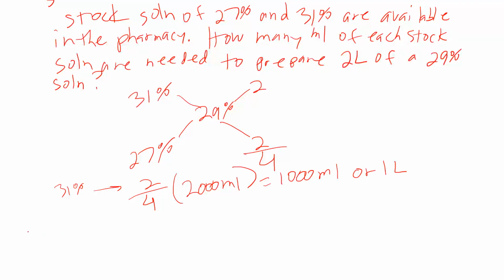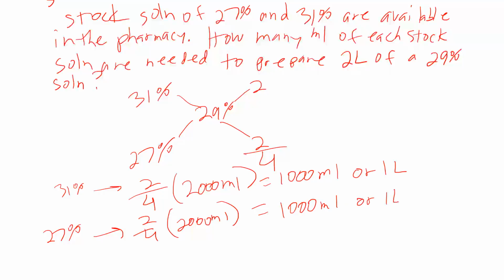And if you want the 27%, then it's also 2 over 4, times 2,000 milliliters, equals 1,000 mils or 1 liter. So in other words, you're going to have equal amounts.